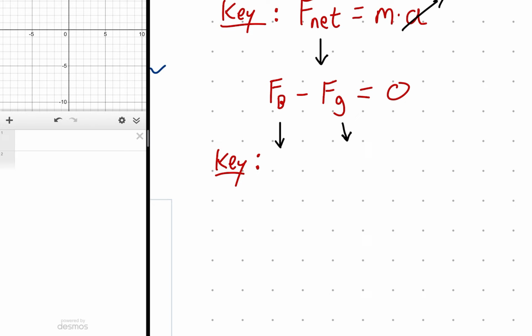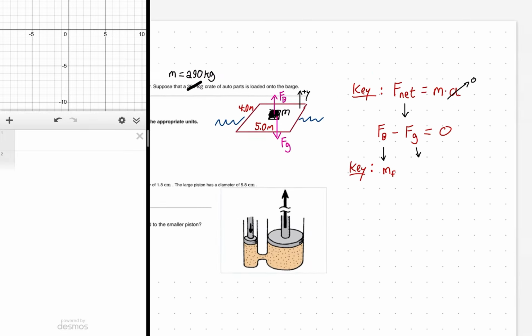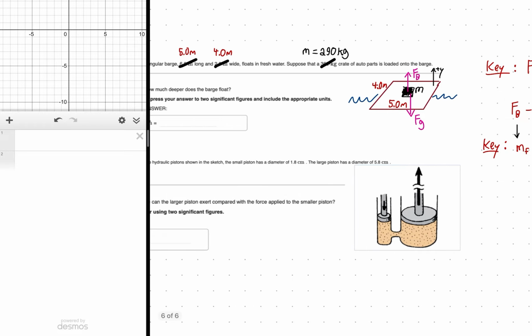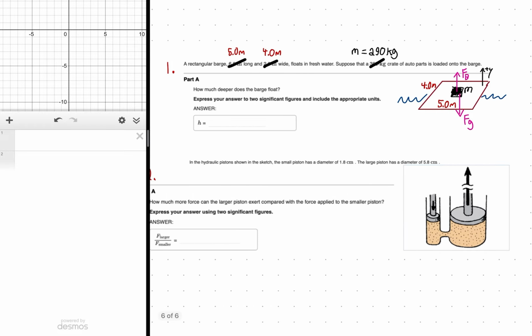So let's go over here. Over here, I'm going to write for the buoyant force, mass of the fluid, so F for fluid, that is the fluid that's being displaced, pushed out of the way originally by the barge itself, because the barge has mass, pushing the water out of the way. And when we put the crate on top of the barge, it pushes even more water out of the way. And that's exactly what we're trying to solve for, the volume at least, because we're trying to find out how much deeper the barge floats.